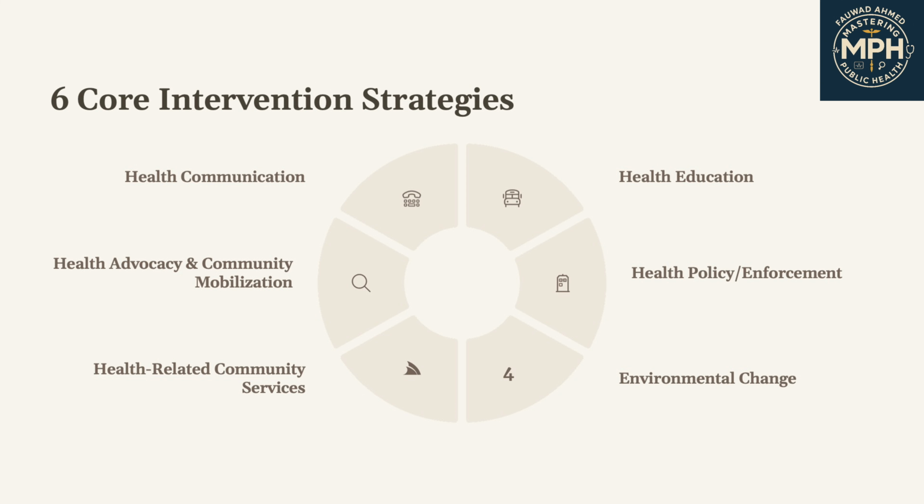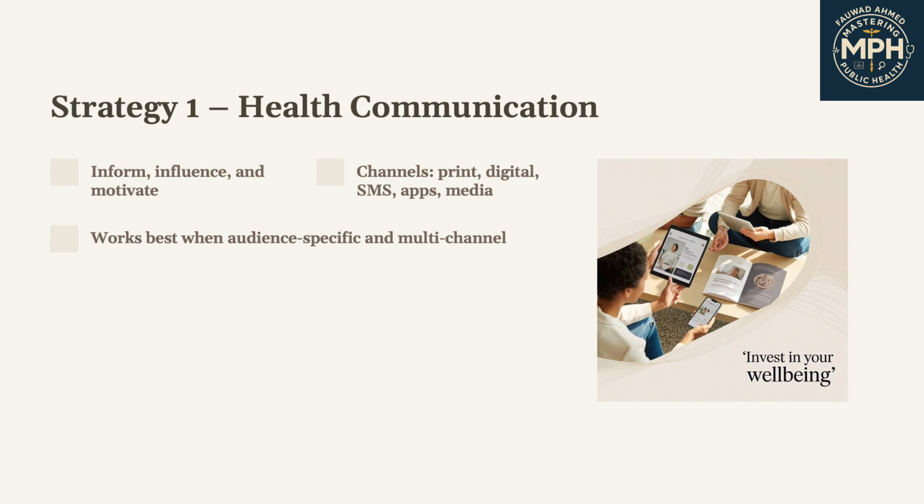Let's walk through the 6 CDC-recognized strategy categories used in health promotion planning. 1. Health communication strategies. These involve delivering messages to inform, influence, and motivate. Channels include print and digital media, social media, email and text campaigns, public service announcements, mobile health and apps. Health communication is effective when the message is credible, culturally relevant, and repeated across channels.